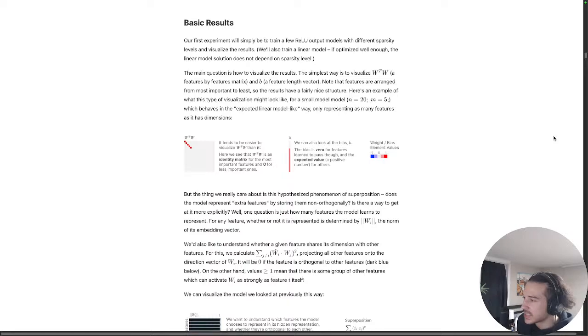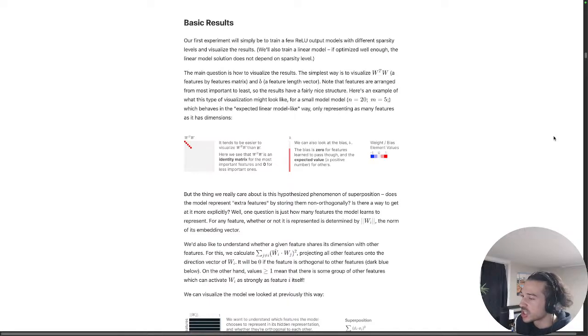Weight/bias element values: -1 on the right with blue and 1 on the left. I got those directions mixed. The idea should be plain in red. But the thing we really care about is this hypothesized phenomenon of superposition. Does the model represent extra features by storing them non-orthogonally? Is there a way to get at it more explicitly?